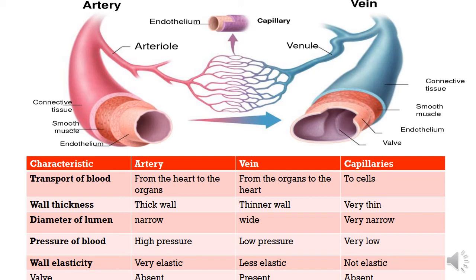Remember, the blood in the veins is usually moving against gravity, so gravity is pulling the blood downwards, and the blood is trying to travel upwards towards the heart. So the valves prevent the backflow of the blood. And finally, the capillaries do not contain any valves.